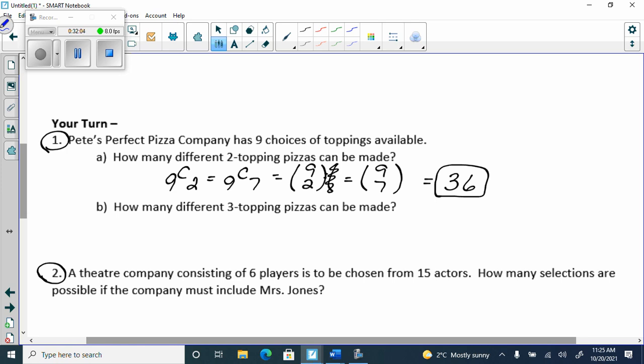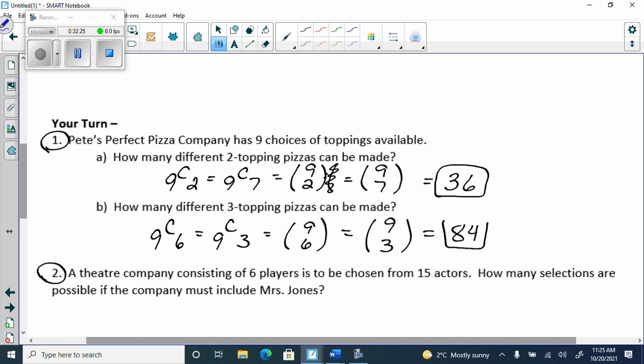All right. Now how many 3-topping pizzas? Well, it would be 9C6, which is the same as 9C3, because of the difference, which is the same as 9-6. Do you have to list every single one of these? No, I'm just proving a point. What's the answer? 84? We got more options, which makes sense, because we have more topping options, right? So we're going to get more pizza options.